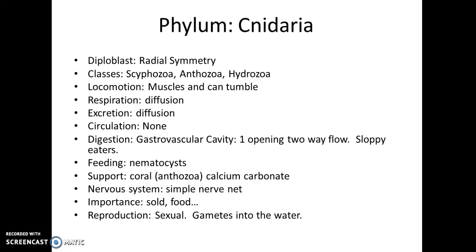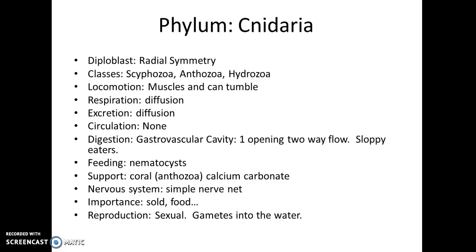The digestion, they have a gastrovascular cavity, which is one opening with a two-way flow, and they're really sloppy eaters. So that's how the outer cells get nutrients. They feed with these structures called nematocysts, which are stinging cells, little harpoons at the end of their tentacles. That's what causes pain when jellyfish sting you. That's sea anemones. That's how they catch their fish. So they sting, and it's a little neurotoxin, which can be bad. And then they shove it into their mouth, and that's how they feed.